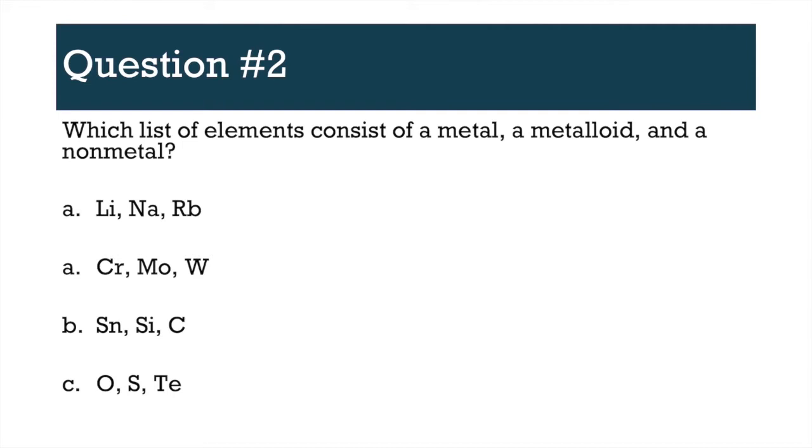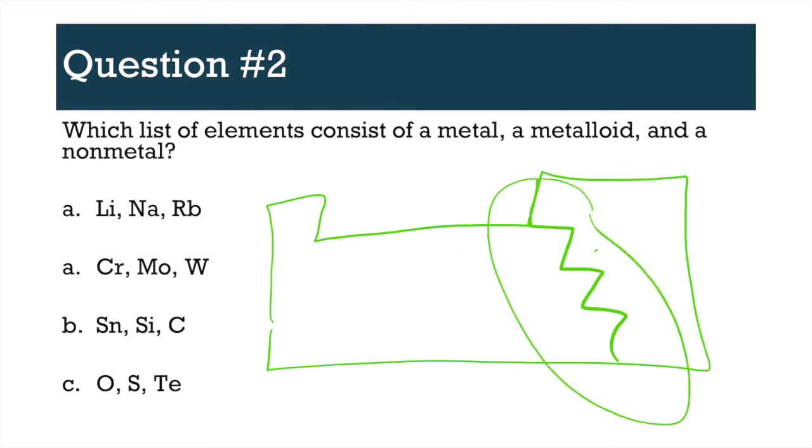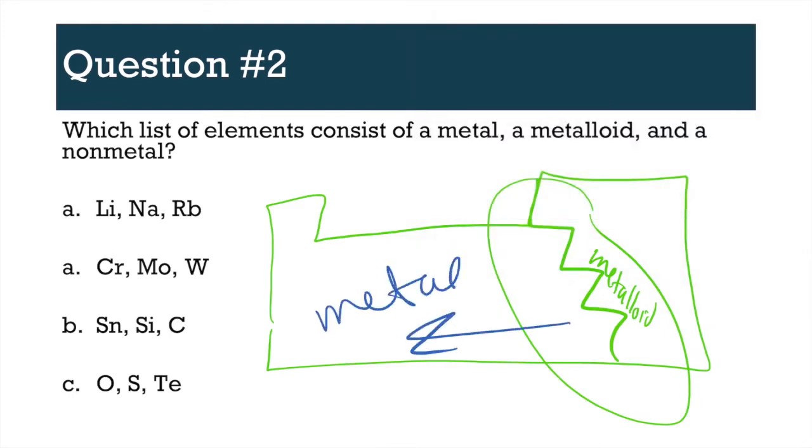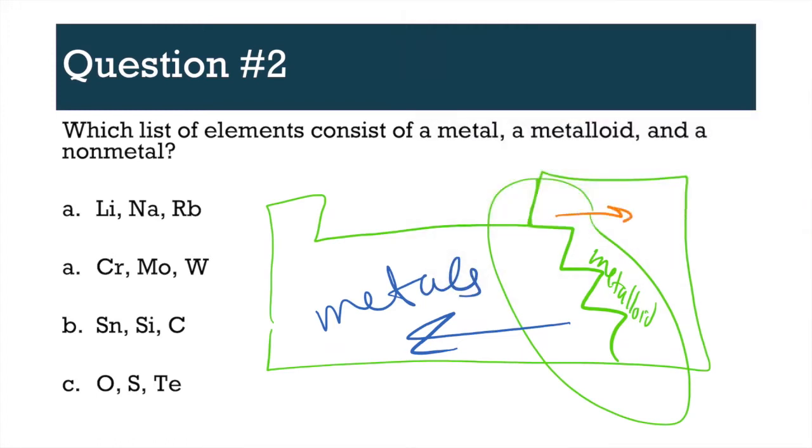Question number 2, which element consists of a metal, metalloid, and nonmetal? So here is your periodic table. Remember, your metalloids are the staircase. Anything to the left, all of these are your metals. And anything to the right of the staircase are your nonmetals.